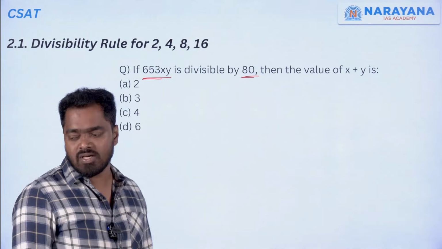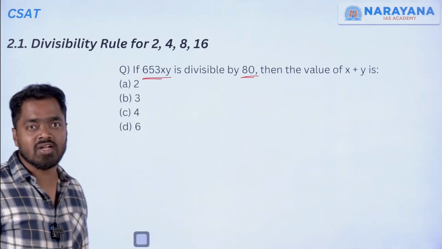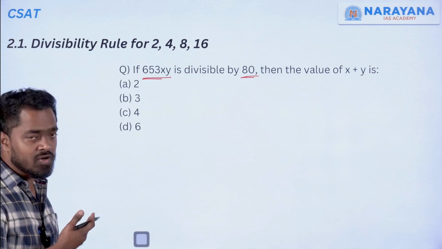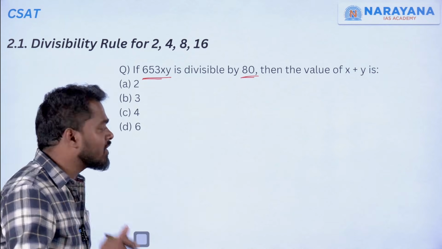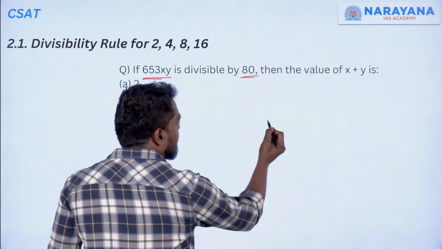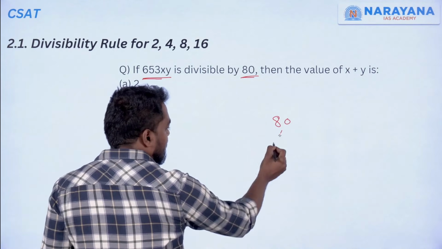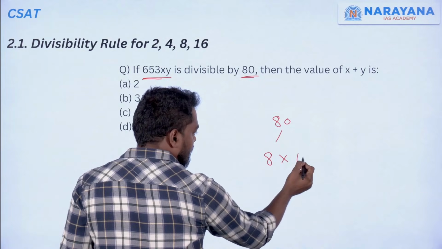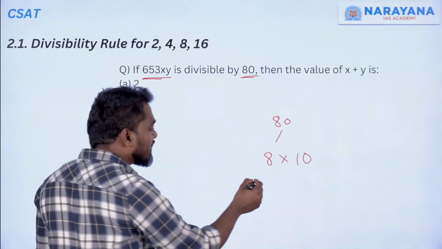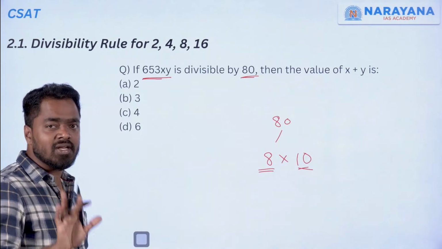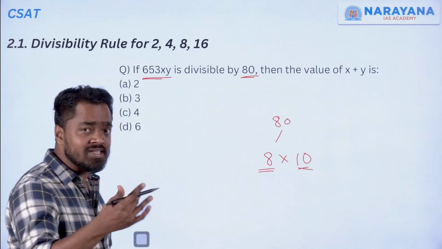Now you may ask me, sir, you taught us only the divisibility rule of 8, but the question is being asked on 80. So no need to panic. If a particular number is divisible by 80, which can be written as 8 into 10, then that number will be divisible by both 8 and 10. So this is one of the properties in divisibility. So we will discuss it later.